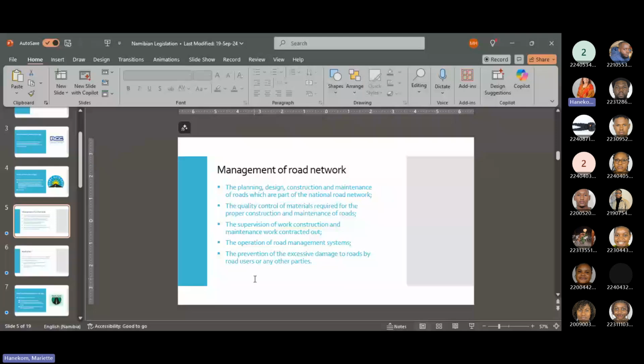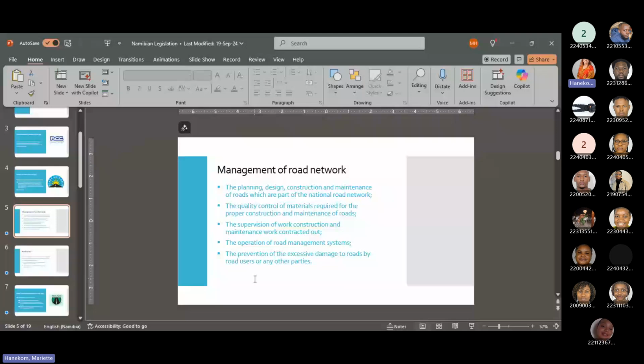Then operation of the road management systems. I'm sure you're all acquainted with this. Road management system includes NATIS, Namibia Traffic Information System, where you register your vehicle and apply for your driver's license. And then, of course, roads are expensive, so they have to be looked after. Prevention of excessive damage to roads, specifically by way of load mass charges. If your car is particularly big or heavy, you have to have a permit and you have to pay.